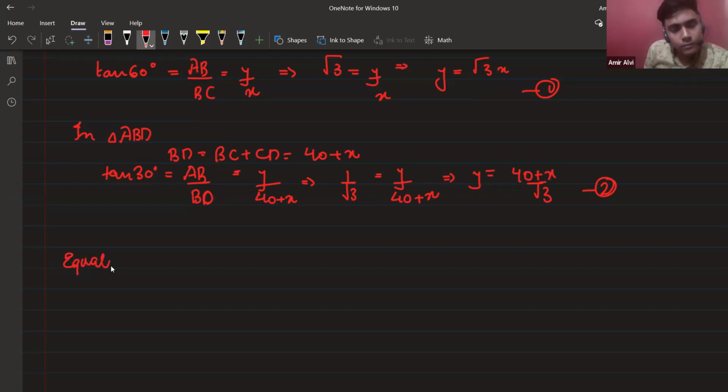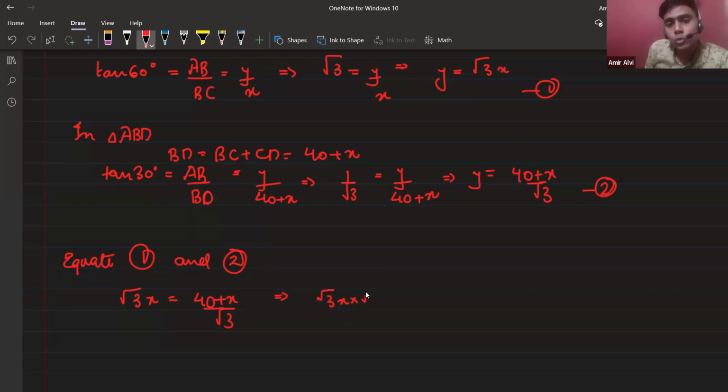Equate 1 and 2. Yes or no? So root 3 x equals 40 plus x by root 3. Yes or no, everybody? So root 3 will get multiplied to this x, to root 3x. Root 3x into root 3 equals 40 plus x. Everybody, yes or no? So root 3 into root 3 is 3x equals 40 plus x.